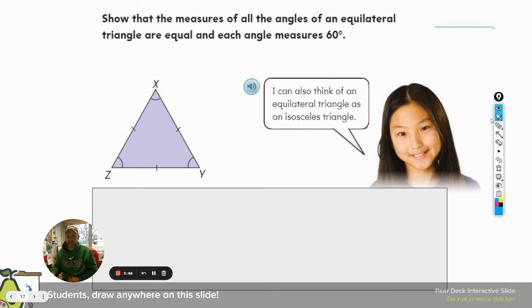Now we're going to move on to the next topic. Okay. We're going to show that the measures of all the angles in an equilateral triangle are equal, and each angle measures 60 degrees. Okay? And she says, I can also think of an equilateral triangle as an isosceles triangle. Basically, an equilateral triangle is a special isosceles in which all three sides are the same. Isosceles is two or more sides the same. Equilateral is all three. Kind of like the way a square is a rectangle because it's got four right angles, or a square is a rhombus because it's got four equal sides, or a square is a parallelogram because it's got two sets of equal sides.